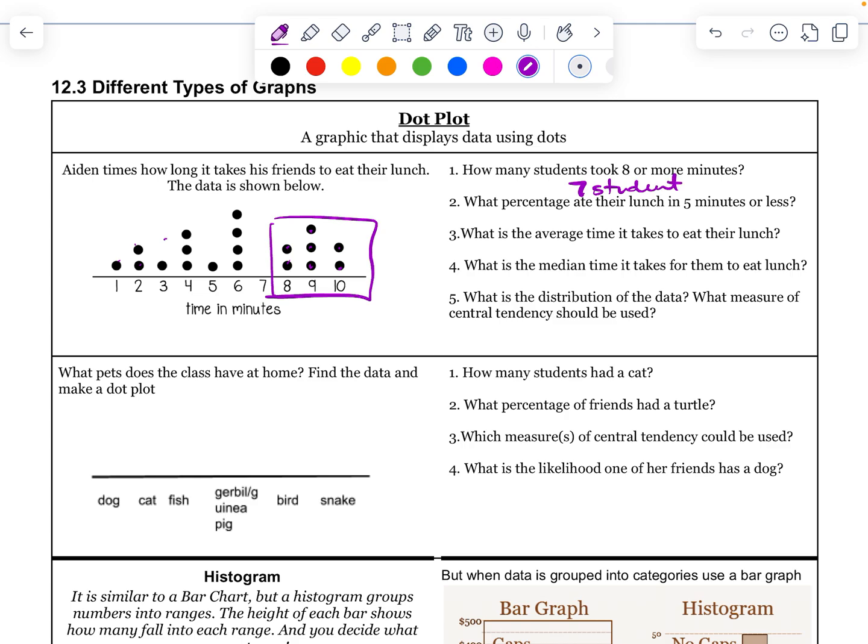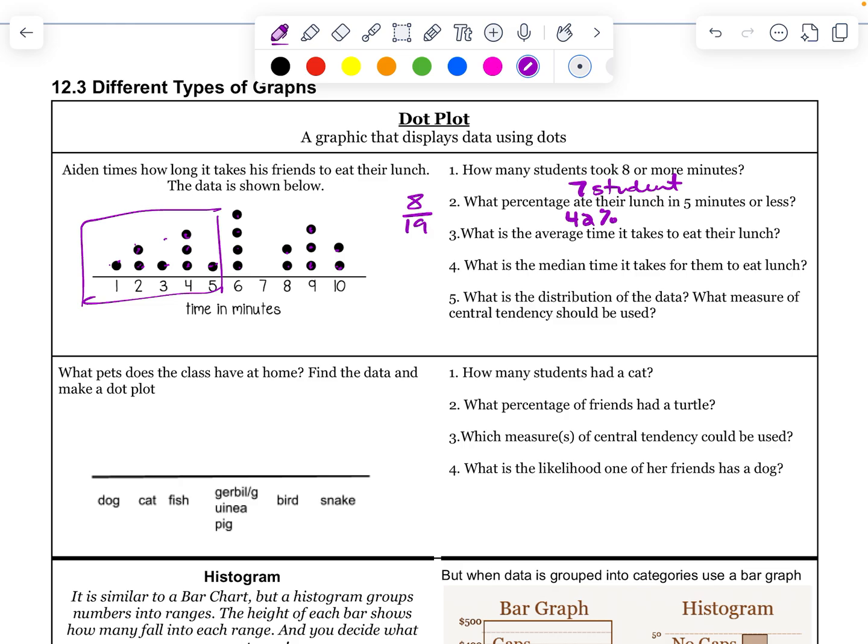What percentage ate their lunch in 5 minutes or less? All right, so my 5 minutes or less is going to be all these people. But to get a percentage, I need to know my total. 1, 2, 3, 4, 5, 6, 7, 8, 9, 10, 11, 12, 13, 14, 15, 16, 17, 18, 19. All right, so he interviewed 19 people. And let's see, 1, 2, 3, 4, 5, 6, 7, 8 ate their lunch in 5 minutes or less. So isn't that half? Isn't that 50%? Oh, 8 over 19 is 42%. And all I did on that, y'all, is 8 divided by 19, and you just take the first 2 numbers because it's a percent. It's out of 100.